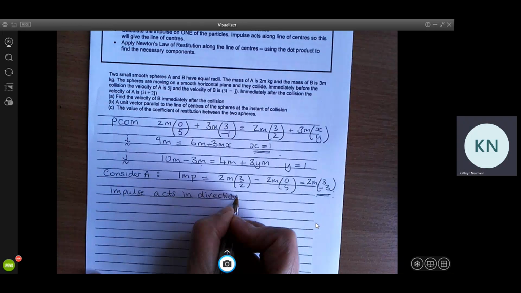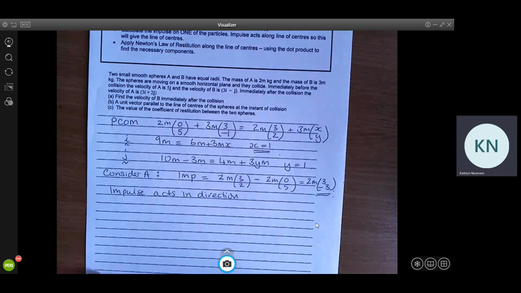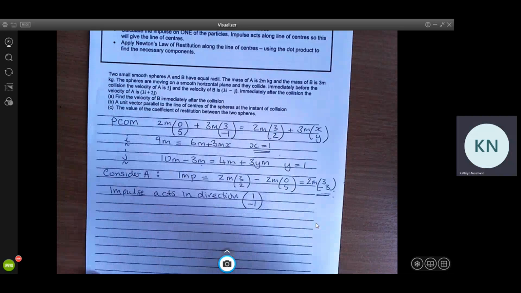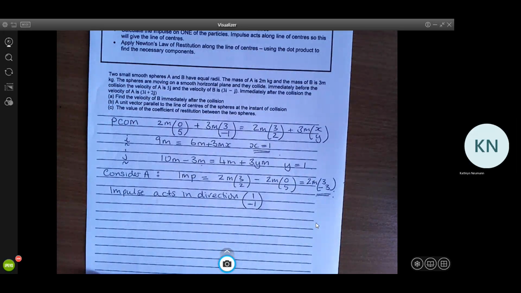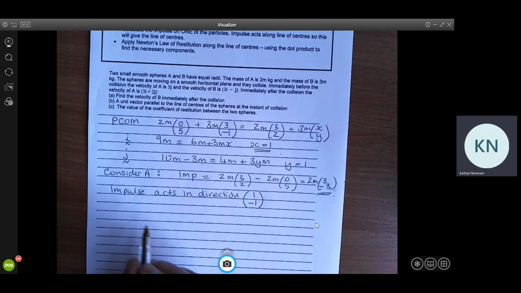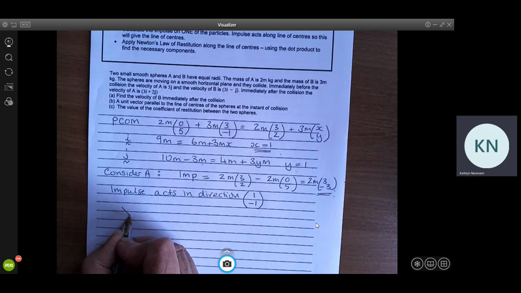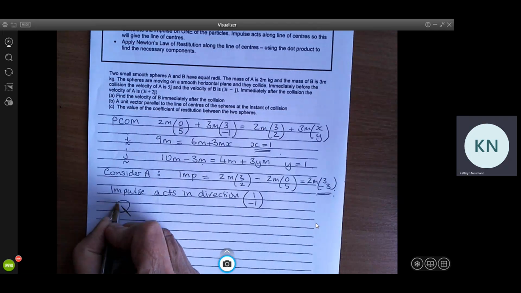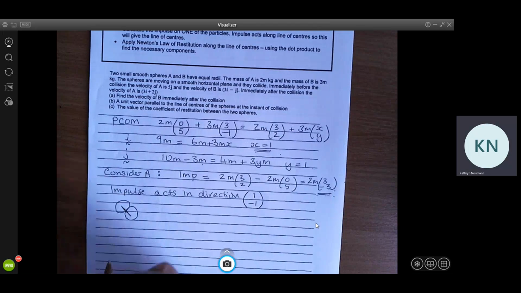Now I could write down (3, -3), but I can divide by 3 and have that as being (1, -1). So I've now got the impulse direction, which is (1, -1). So the impulse direction is like this. And that means the spheres collide, something like that.